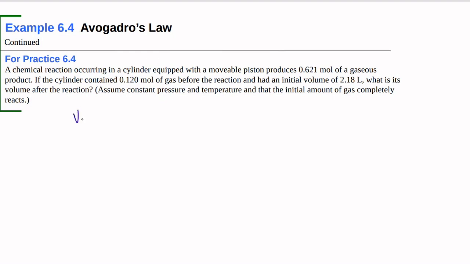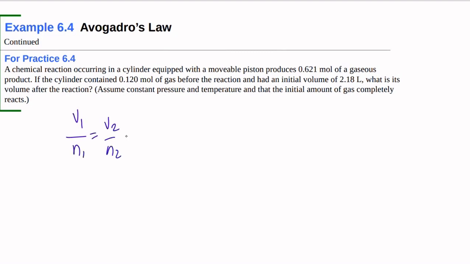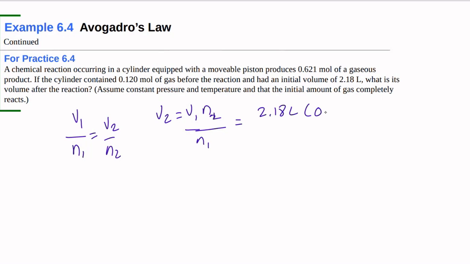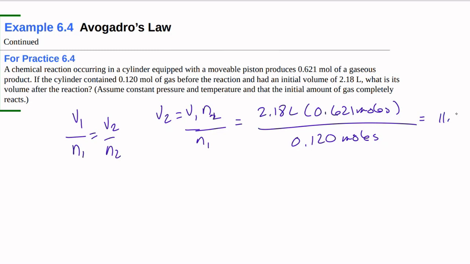So let's write Avogadro's law down again. V1 over N1 equals V2 over N2. So that means V2 is V1 N2 over N1. So that's equal to 2.18 liters times 0.621 moles divided by 0.120 moles. And that gives me 11.3 liters. Okay, so our V2 after the reaction is 11.3 liters.